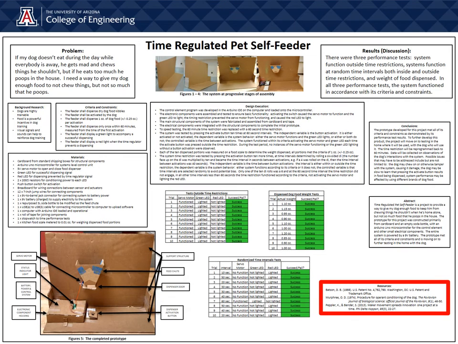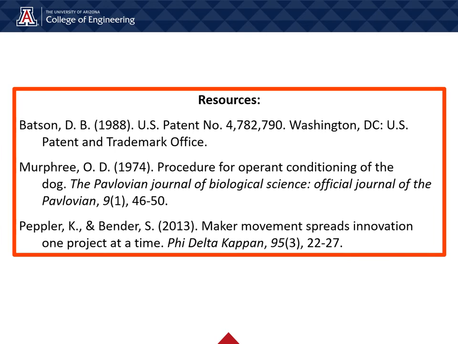Resources. Include a simple list of sources used from the background research in APA reference list format. If a source is not specifically cited in the report or on the poster, do not include it in the list. Here is this section of the poster from the example project.